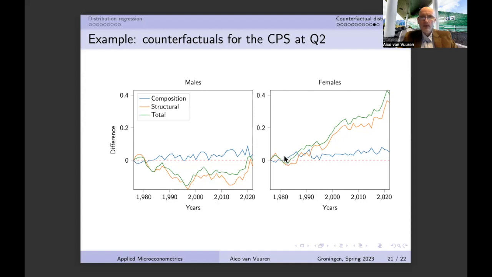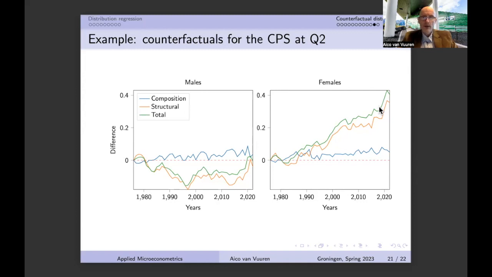Now looking at women, we actually do see that women increased their wages by quite a lot at the median. They increased it by over 40%. And even though the composition effect is still quite positive, indicating that women became more educated, most of this increase is now related to the structural effect.